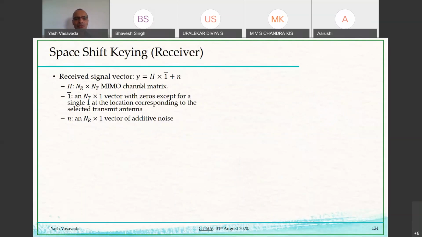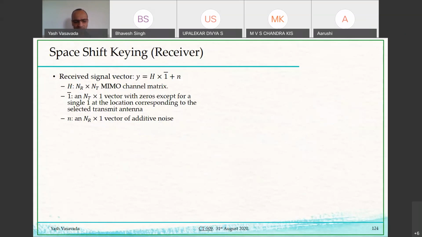So let us write down the model of the received signal. Y is equal to capital H, where H is the NR cross NT MIMO channel matrix. This matrix is fundamentally no different from that capital G matrix that we had seen in the previous lecture. The different columns of that G matrix were our different basis functions. Likewise, here different columns of H matrix are our new basis functions that are getting generated purely through this MIMO architecture.